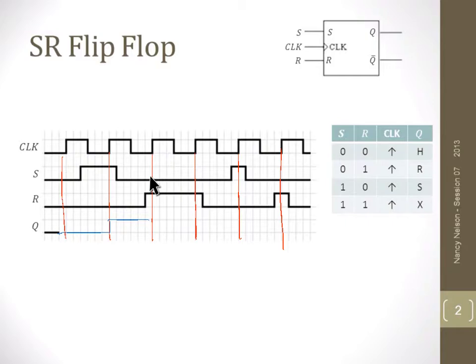At this sample point, set is low, reset is high, which means we're going to reset the device. It goes back low and stays low till the next sample point. Here, set is low, reset is high, so we get a reset again, stays low. Next one, set is high, reset is low, so it's going to set, go high again, stay till the next sample point. And finally, set is low, reset is high, so Q is going to go low again.